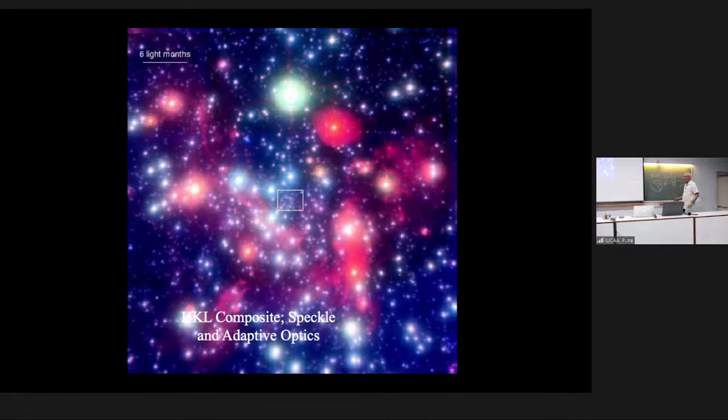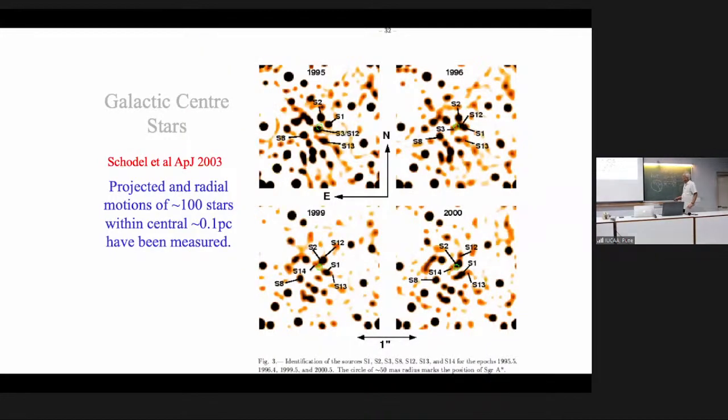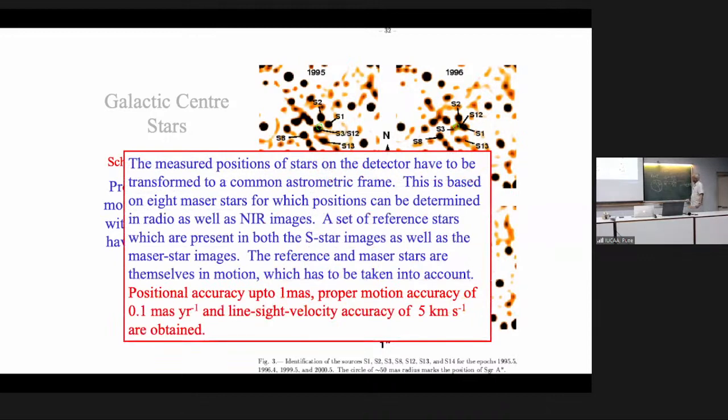You see individual stars there, and then you zoom in on them. So this is the Sagittarius star. You see that the individual stars are there and you track them. Projected and radial motions of 100 stars within the central 0.1 percent. So you track them.